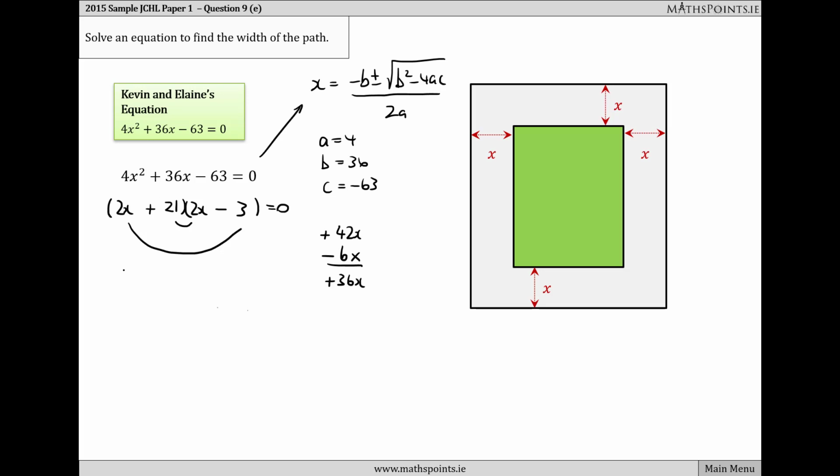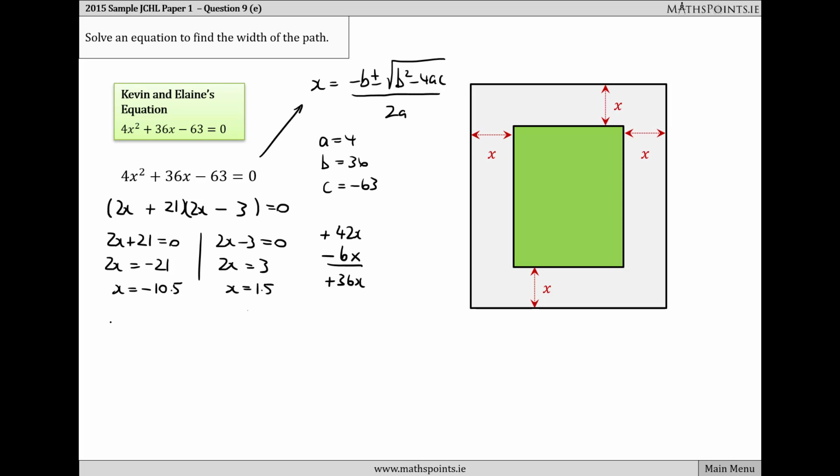So this method is called trial and error. If 2x and 2x hadn't worked, we could have tried 4x and 1x. If 21 and 3 hadn't worked, we could have tried 63 and 1, or 7 and 9. So once our quadratic has been factorized, we let each bracket equal 0. So 2x plus 21 equals 0, and 2x minus 3 equals 0. We solve for x, so 2x equals minus 21, x equals minus 10.5, 2x equals 3, x equals 1.5.